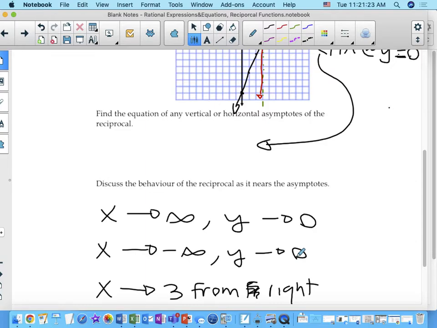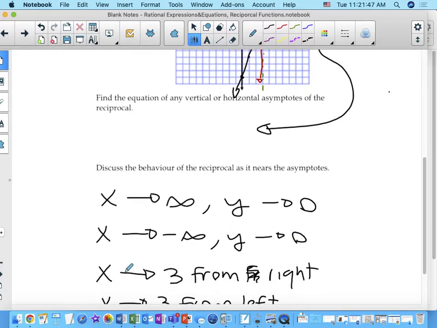And if you have a horizontal asymptote, which in most cases you will, this will always be the case in this course anyway, because you won't have any other horizontal asymptotes other than 0. When you get into higher levels, you will see other values like 1 or 2 or 10 or whatever, but not in this course.